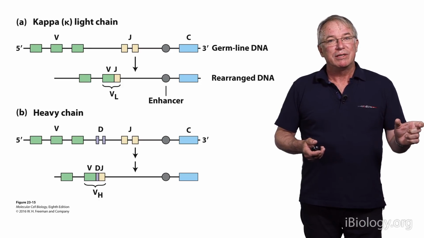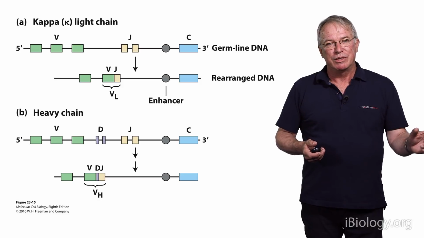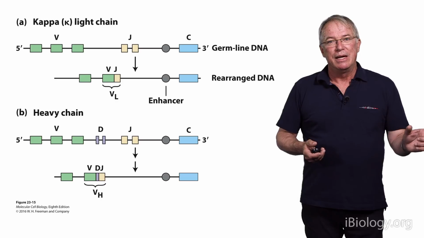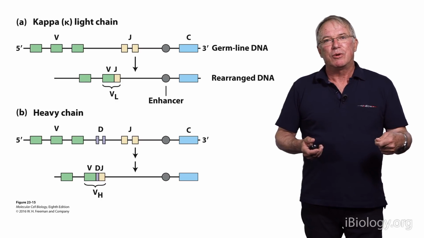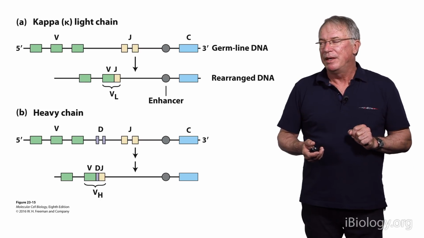So the rearrangement process achieves two things. First, it creates a functional unit that can be transcribed and translated into what we know to be a light chain. And second, its expression, its transcription, is controlled by an enhancer, the function of which requires the rearrangement process.